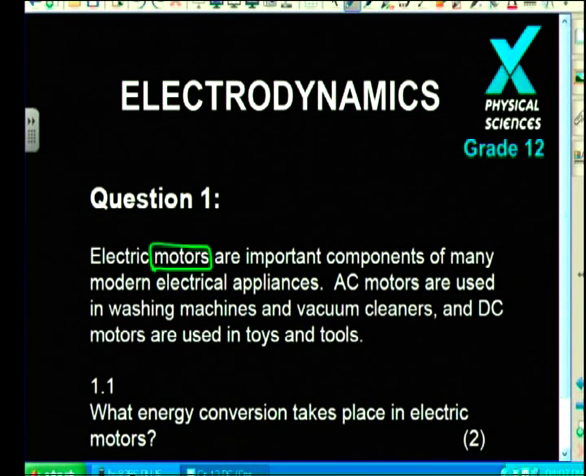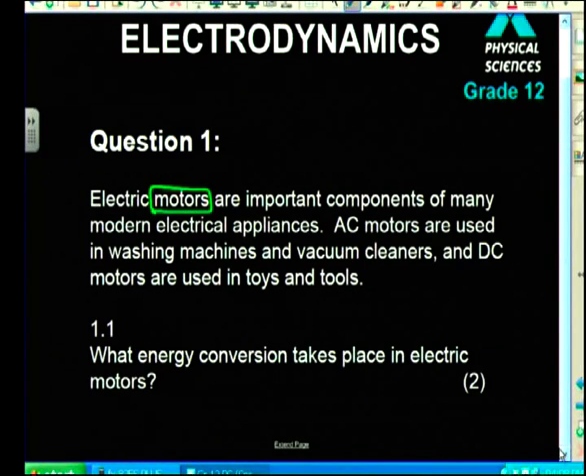Hopefully you realize that it would make sense to use an AC motor in something like a washing machine or vacuum cleaner, because we plug it straight into our wall. So we plug it straight into an AC supply. In toys and tools and that sort of thing, they use batteries. Batteries are a DC supply. Okay, so that's the first thing we put in our head.